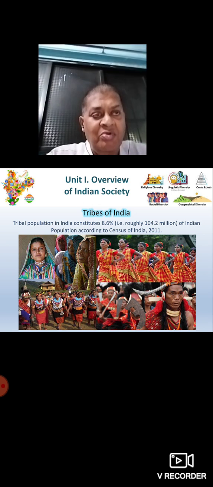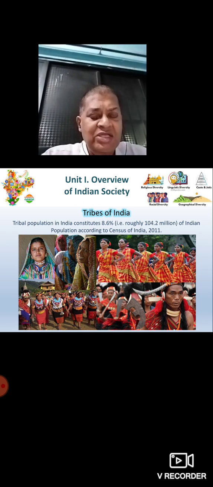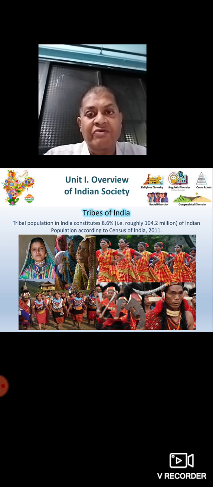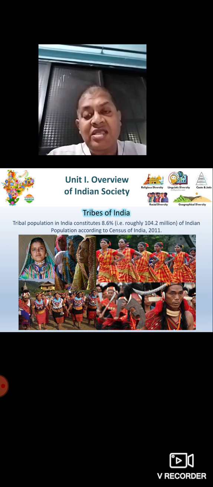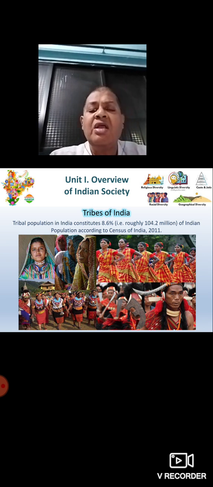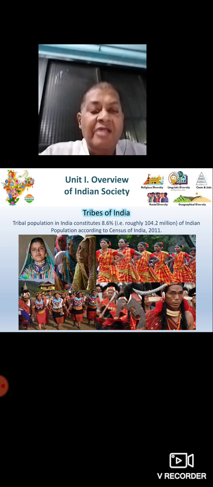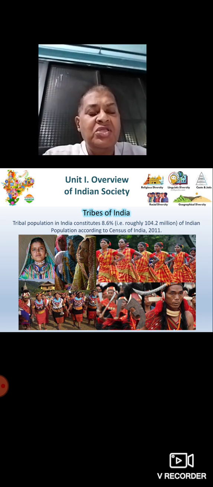Now the tribal population of India. The tribes actually are the protectors of our forest areas. You see, forests have a lot many herbs which can be used medicinally, and these tribals actually hold the key to health because they are aware of various herbs which are in use for various medical reasons. Now, the tribal population in India constitutes 8.6%, roughly around 104 million, that is about 10 crore people of the Indian population, again as per the census of 2011.